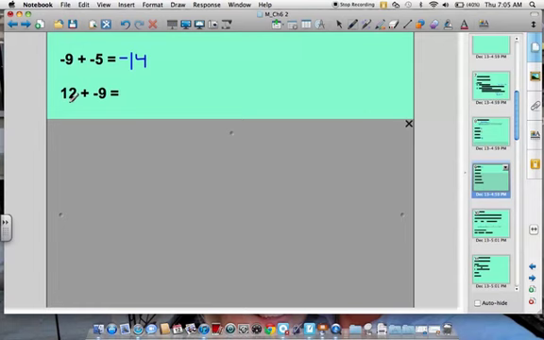In this problem, the signs are different, which means I have to do a little bit more work, and I need to subtract these two numbers. So I'm really going to do 12 minus 9 in my head, and I get 3. And then I look, which number is bigger, 12 or 9? 12 is bigger, and it's positive, so my answer is positive 3.